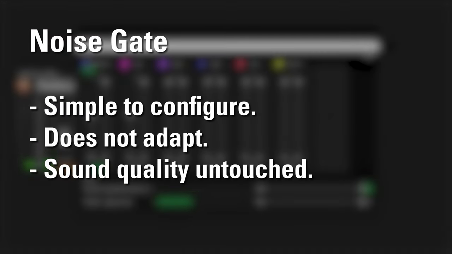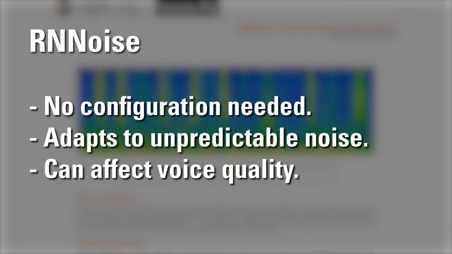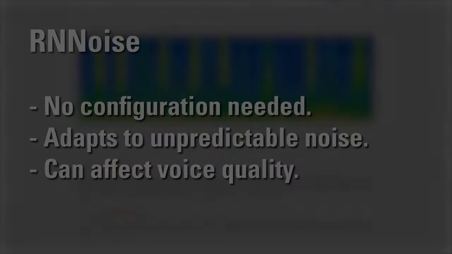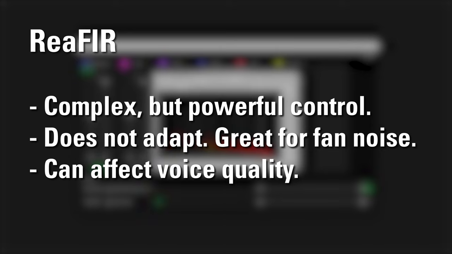We recommend beginning with a noise gate, such as D-gate, to start out. If you find that you need additional noise control, give RNNoise a try. If you would like to have more manual control over your noise filtering, try out ReaFIR from the Reaper VST bundle.